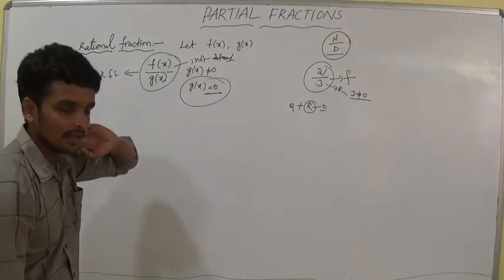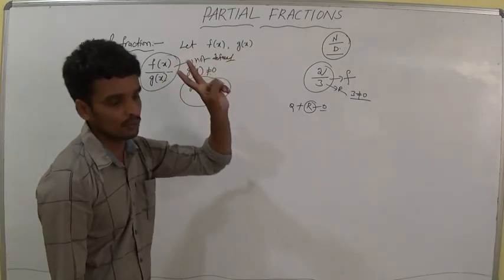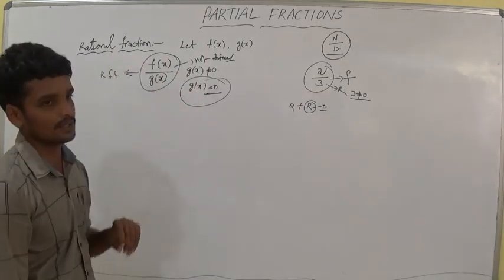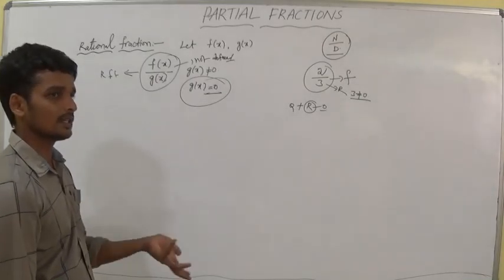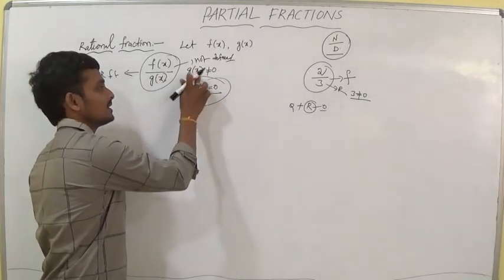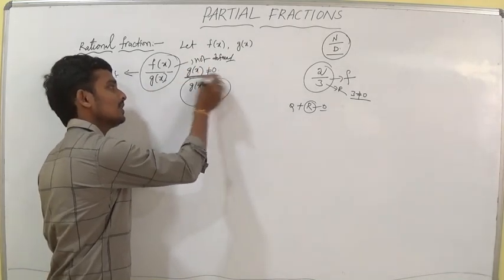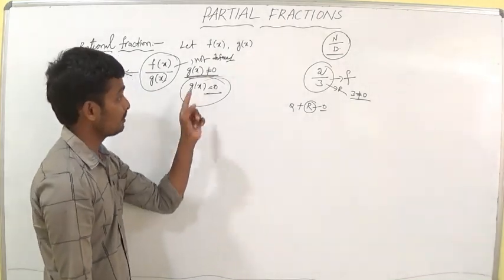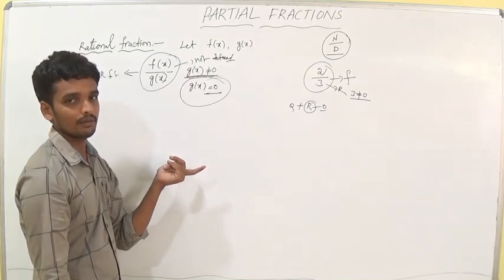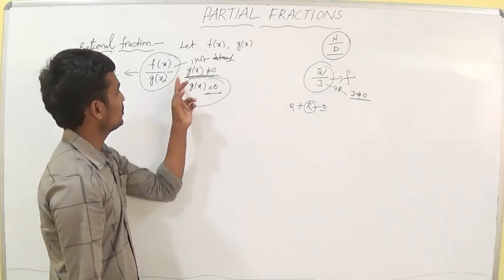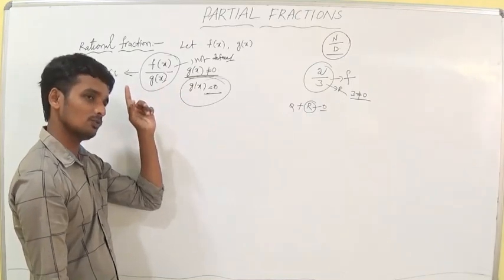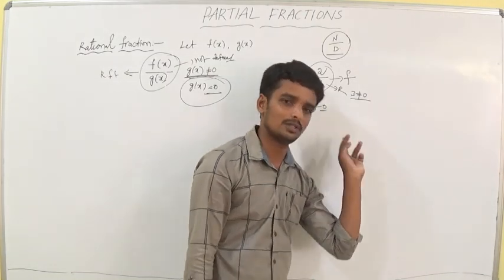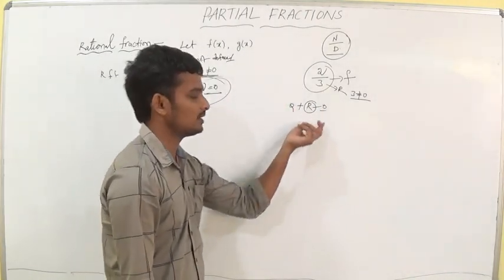Are you okay? In rational form, f of x and g of x are the two functions. The rational fraction form is f of x by g of x. F of x is a function, g of x is another function. The most important condition is that the denominator g of x is not equal to 0. Apply your brain: if g of x is equal to 0, what will happen? Try yourself. If you divide two polynomials, which are two functions, you get some quotient and some remainder. Sometimes the remainder is 0, sometimes it is not.